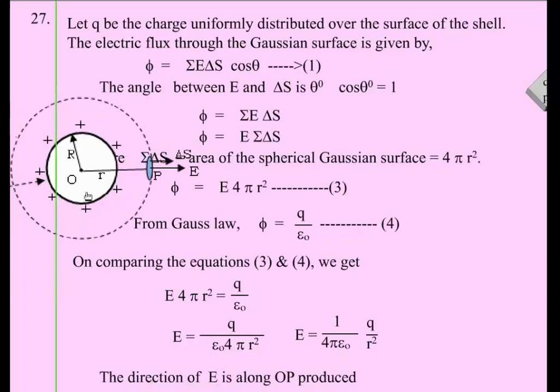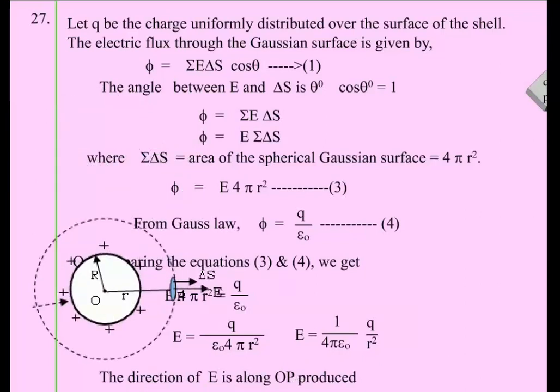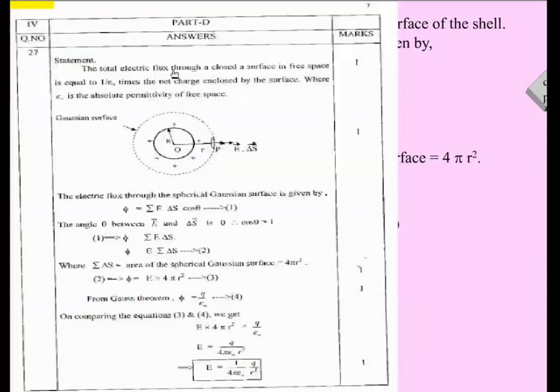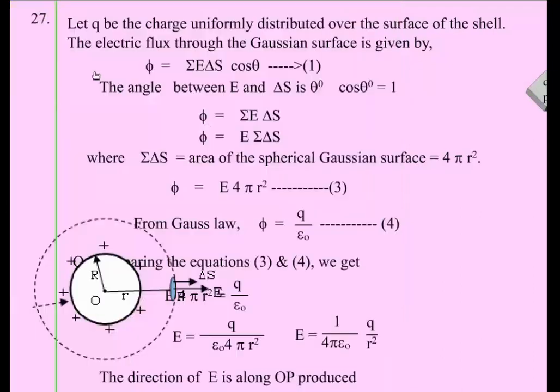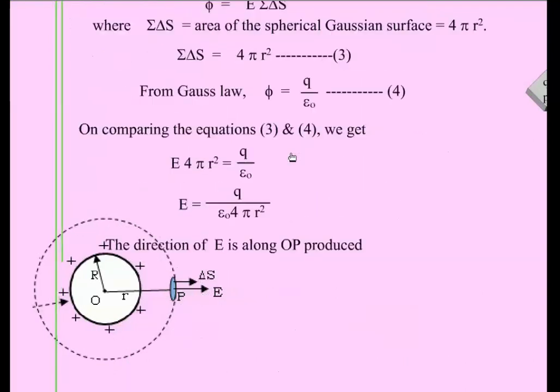Now let us see the scheme of valuation for this question. Look here, for the statement there is 1 mark. For this correct diagram, 1 mark. And up to this point, that is phi is equal to E into 4 pi r square, 1 mark. And for Gauss law, it carries 1 mark. And final expression, 1 mark. Totally 5 marks. So now let us go for the another question, 28.